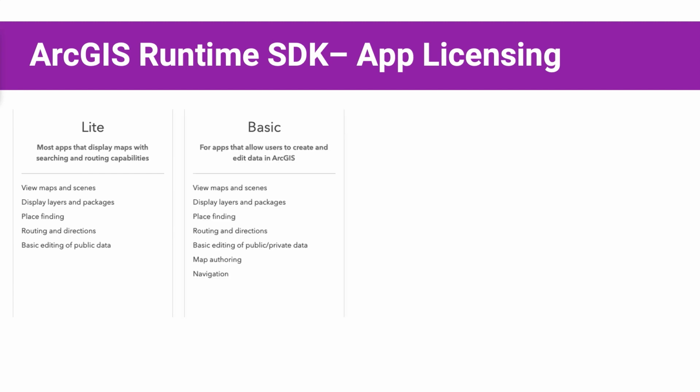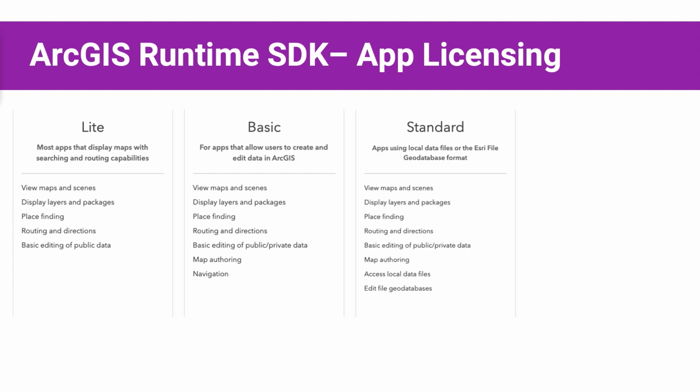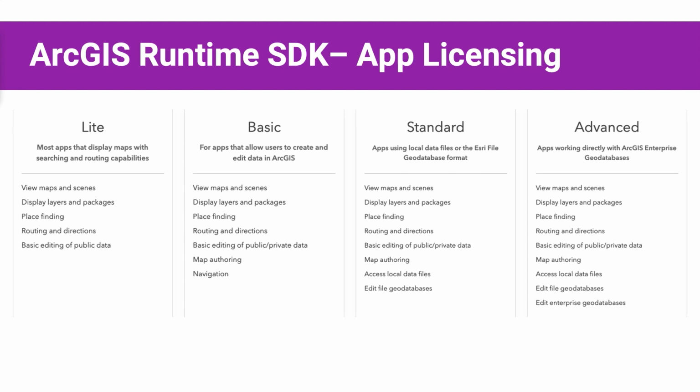Next, we have Basic. This does everything that Light can do, and it adds the ability to edit private data, author a map, and do navigation. And then we have Standard, which does all that Basic can do, and it also adds the ability to access local data files directly, including various raster formats, and it gives us the ability to edit file geodatabases. The Advanced Runtime license gives us the ability to edit enterprise geodatabases. But note, at this time, the Advanced license and directly editing enterprise geodatabases is not supported with AppStudio.